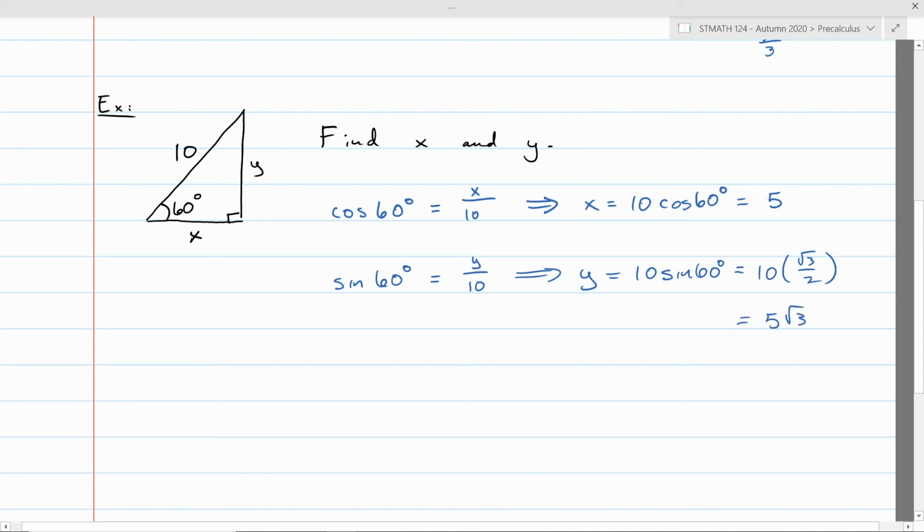See, an exact answer, on the money answer. I didn't have to plug that into a calculator and get some decimal thing. I can get it done faster and more precisely just by knowing a few values from the unit circle.